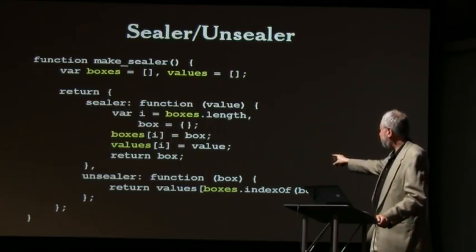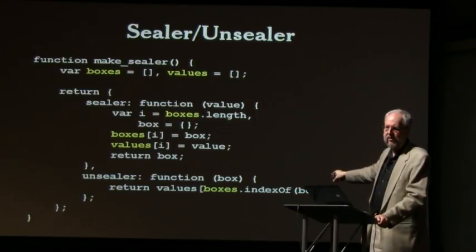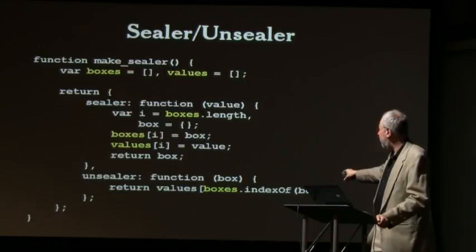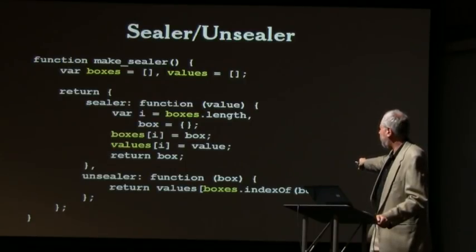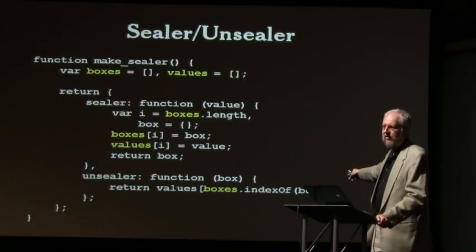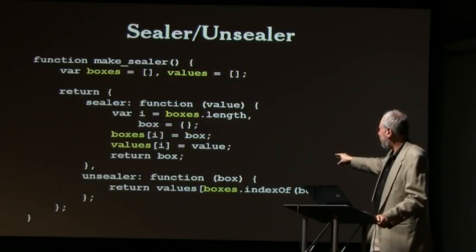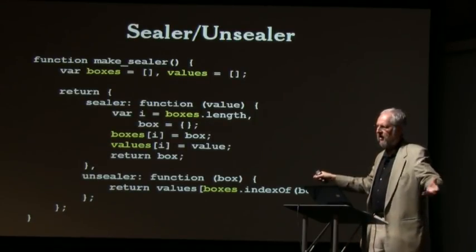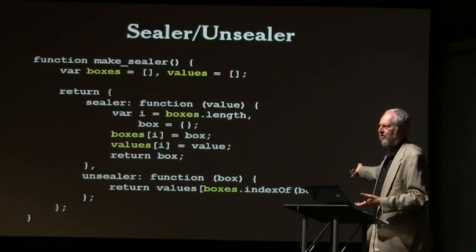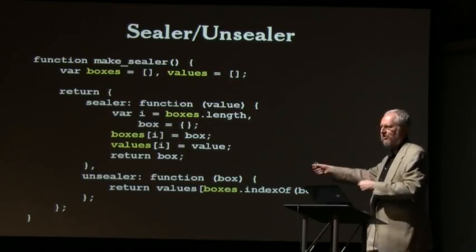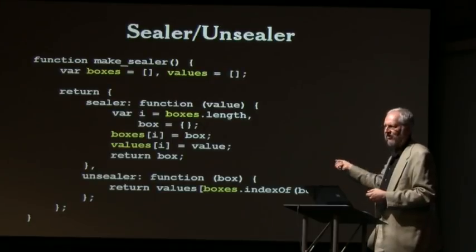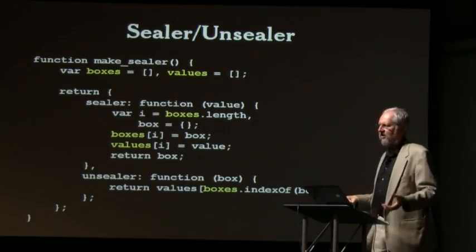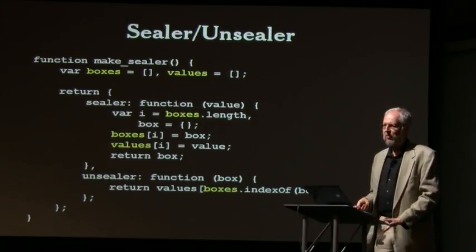And then the unsealer uses the new indexOf method that we have in arrays and goes looking for that box in the list of boxes. And if it finds it, then it returns the corresponding value, and we've got it. And if something goes wrong, if you pulled a substitution, gave an object that was not sealed, you get undefined back, which is how it should be.